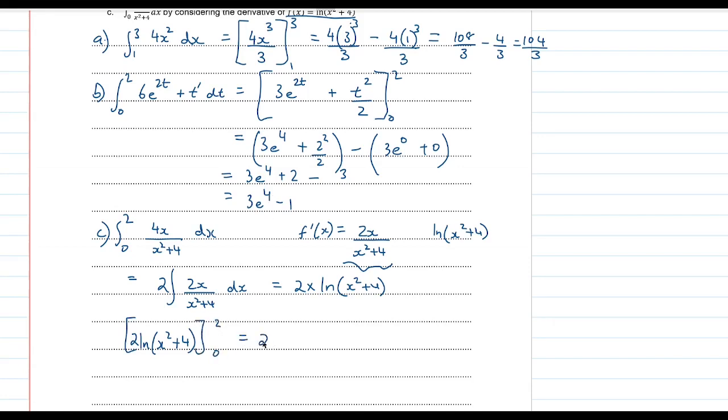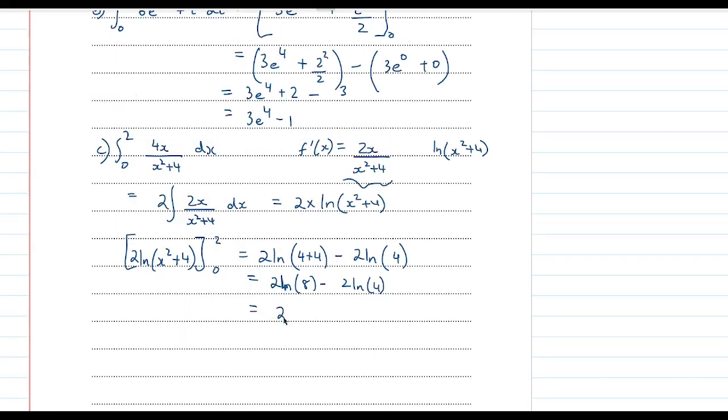So that's going to be 2 ln 4 plus 4 minus 2 ln 4. Simplify that by doing it's the same as 2 ln 8 over 4. Just 2 ln 2. So we can leave it like this, or we can also write it as ln 4 by bringing this 2 inside, and 2 to the power of 2 is 4.